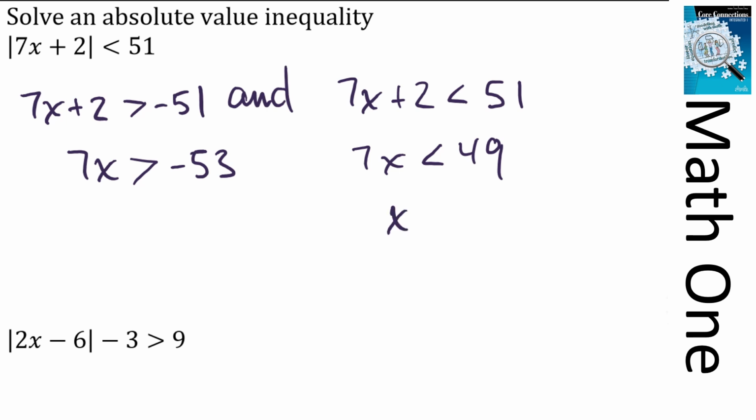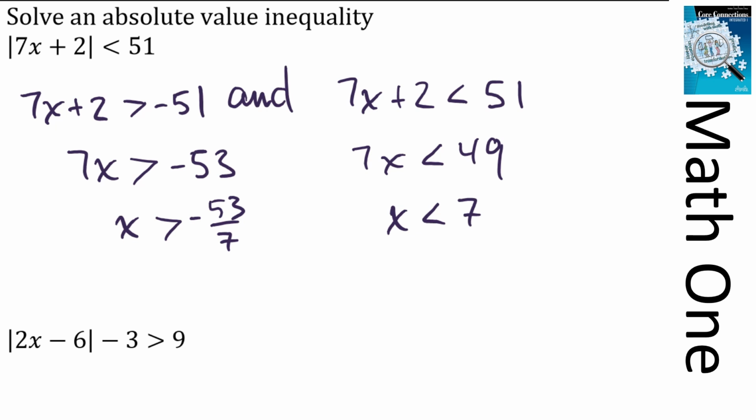And that's pretty simple, right? x has to be less than the number 7. On the other side, if I take the negative 53 and divide by 7, I don't think I get a nice number. I just think I'm getting that x is greater than negative 53 sevenths.